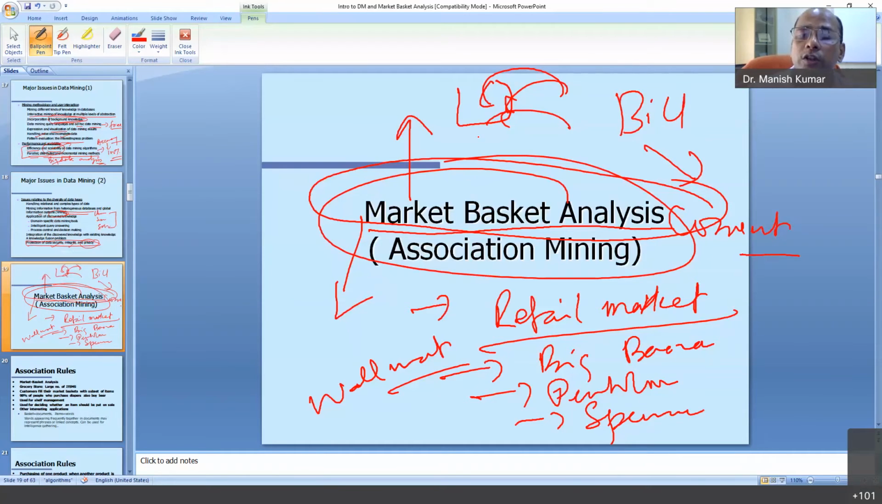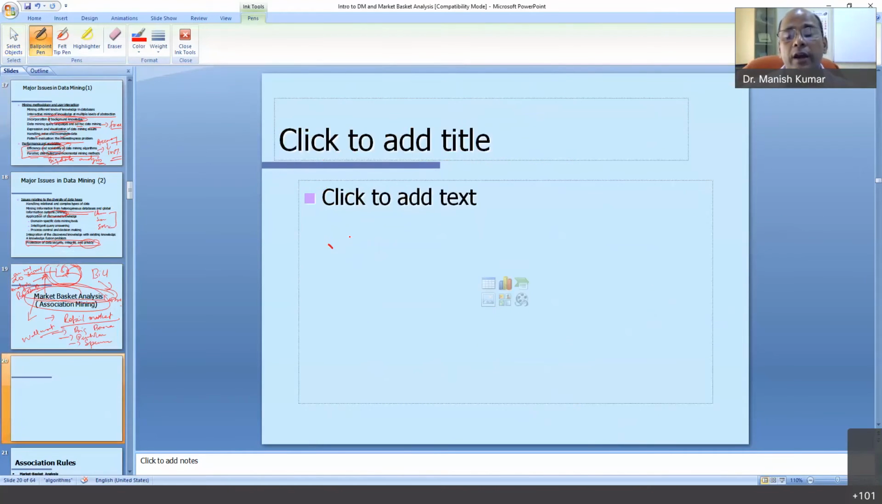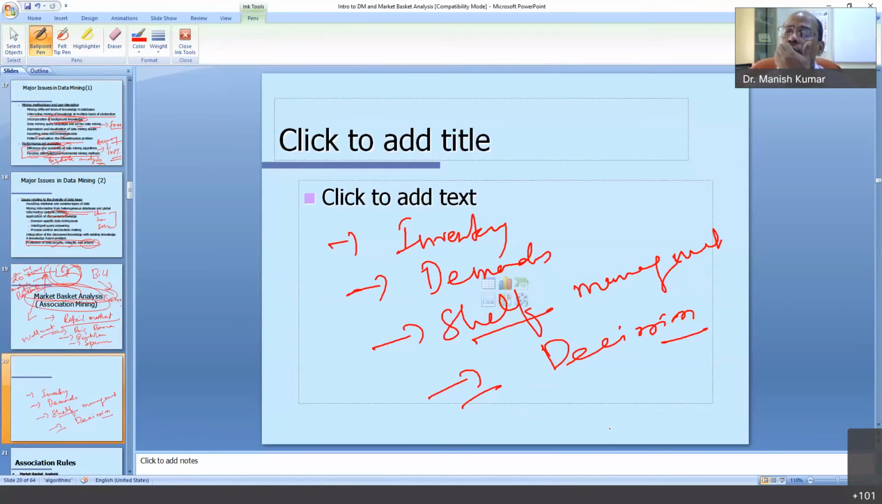So I'm talking about this part: can we do some analysis on this particular basket which you are using during your purchases? The answer is yes. Your baskets are scanned like anything, and that gives very useful information, or you can say knowledge, which is responsible for managing the entire retail market. As far as management is concerned, it manages inventory, it also manages demands, it also manages shelf management, and you can take a lot more decisions out of this. The question is how.